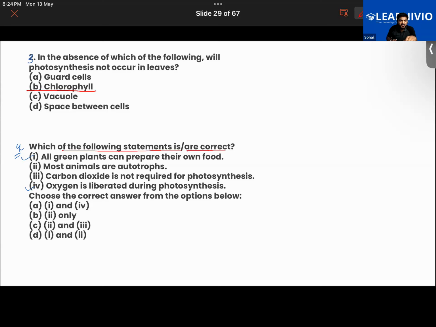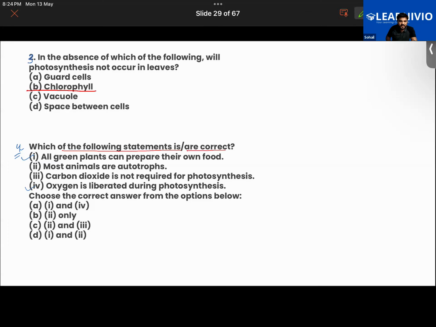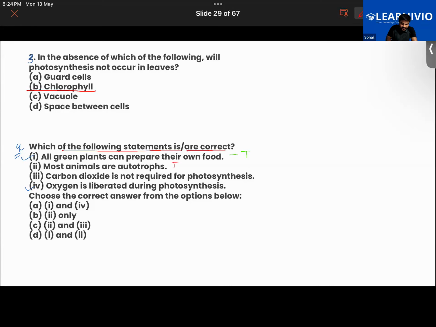Then talking about question number 4, let's look at the given options. The first one, all green plants can prepare their own food. This one is true, although there are one or two exceptions which we'll be learning about. Most animals are autotrophs is straightforward false, because all animals are heterotrophic in nature. Carbon dioxide is not required is also incorrect. The fourth one, oxygen is liberated, is correct. Once you analyze all the options, the most appropriate ones are 1 and 4.